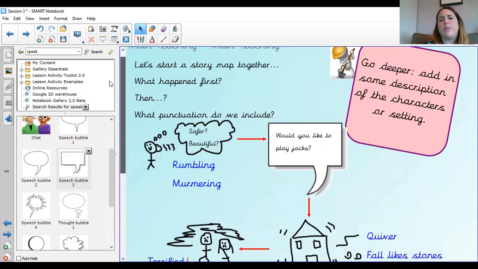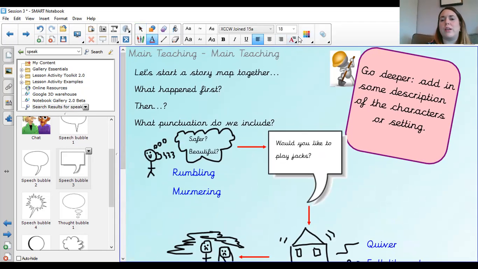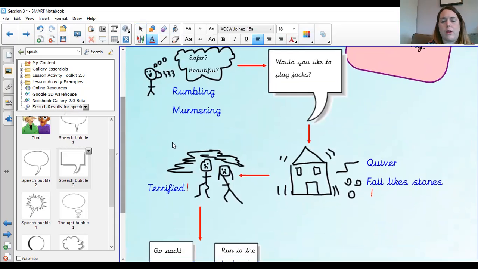Okay. Now, those of you who are doing Go Deeper today, you're going to add some description of the characters and settings. So I'm going to do that in a totally different colour again. So Tranio and Liv. Liv is a baker's daughter, isn't she? So let's put over here, Liv is a baker's daughter.